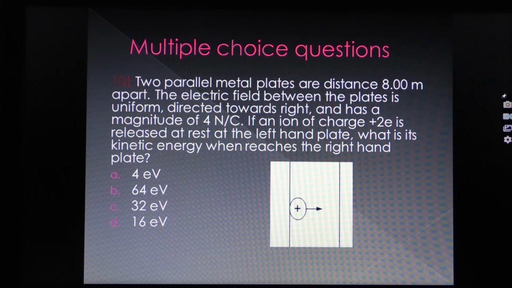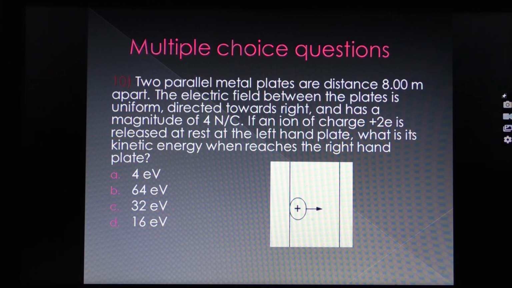potential gradient. As I told you, E is equal to delta V over D. By cross multiplication, delta V is equal to E into D. Alright, we are going to put it in the formula W is equal to Q into E into D. Alright, by putting the value of Q, E and D, what do we get?